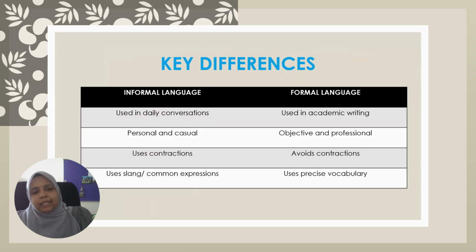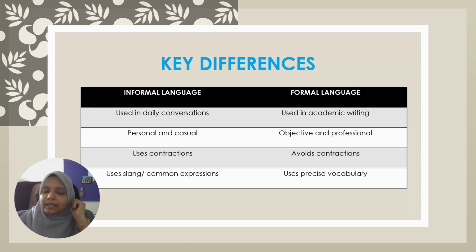But when it comes to academic writing, we emphasize on writing the sentences in formal language and formal tone. Why? Because it's more objective and more professional. It is a must for us to construct the sentence using formal language when it comes to academic writing, and we know that we are focusing on writing an argumentative essay.